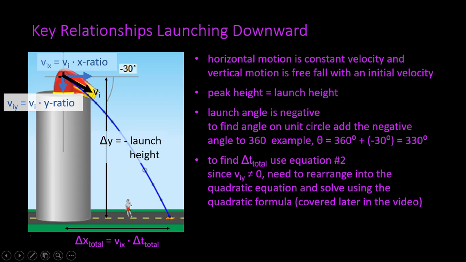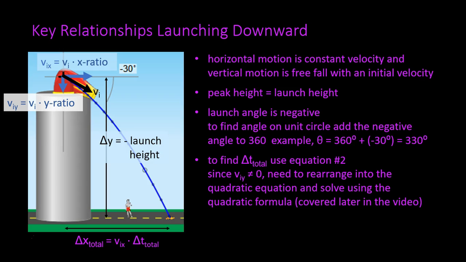To find the total time the projectile is in the air, you need to use equation 2 instead of equation 1 like we did in the last example. Since the initial velocity is not 0, we need to rearrange this equation 2 into the quadratic equation and solve it using the quadratic formula. We're going to cover how to do this in just a minute or two.